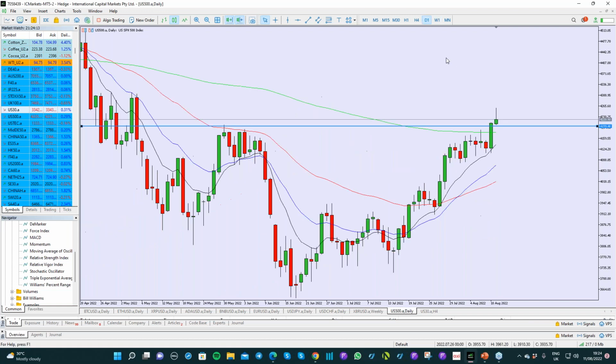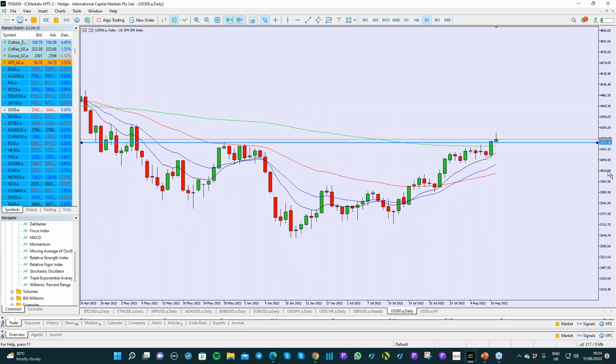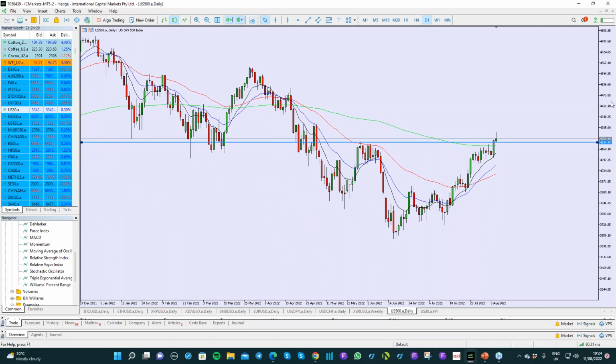From there, where do I find my trade entries? What I'm looking for is a smooth uptrend on the time frame that I'm trading. So, for example, if I'm trading on the daily time frame, I'm looking for a smooth uptrend. I'm looking for higher highs and higher lows, and that's what I see here. You'll also notice that I've got moving averages on my chart here.